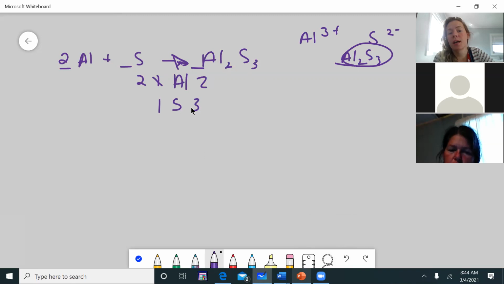Sulfur, there's 3 on this side. So I need to get 3 over here. Again, I'm not going to put a 3 down here. I would put it in front. Look, now we've got 2 on both sides and we have 3 on both sides. This thing is balanced. So these are the correct coefficients. The coefficient that exists here is just an inferred 1. You don't have to write the 1.